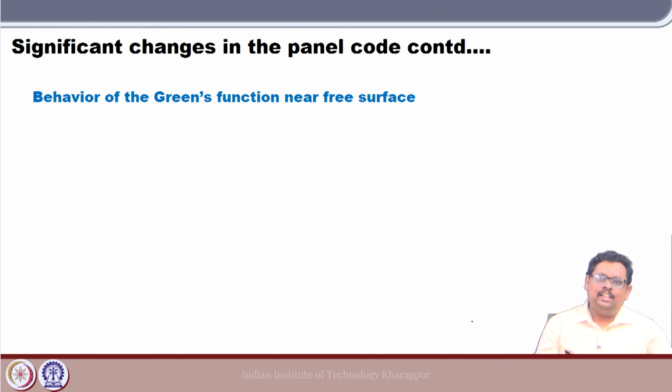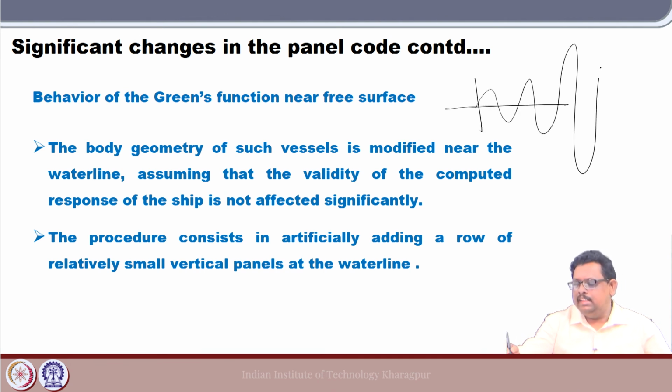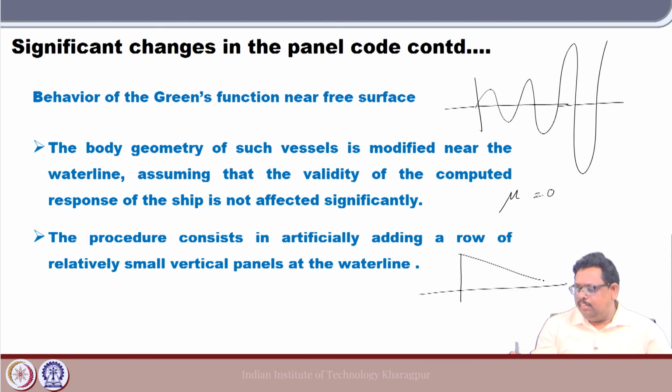But the most important part here is the behavior of the Green's function near the free surface. As I told you, it goes to infinity in this way. So, we try to avoid the situation when mu equals 0. Now, when is mu equal to 0 possible? If you go back to our previous idea, we can call this theta. So, this sin theta should be 0.